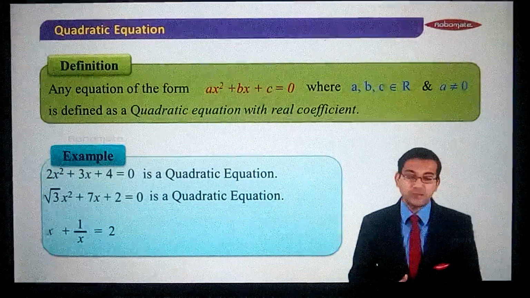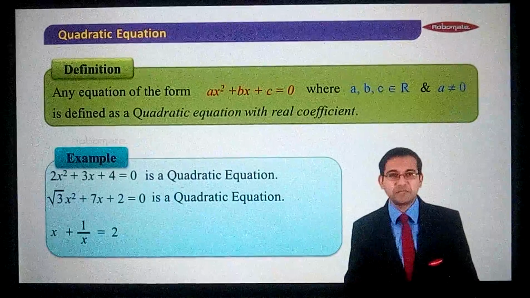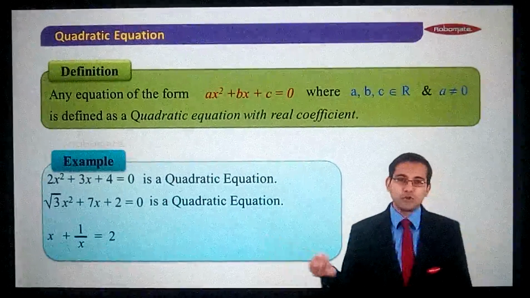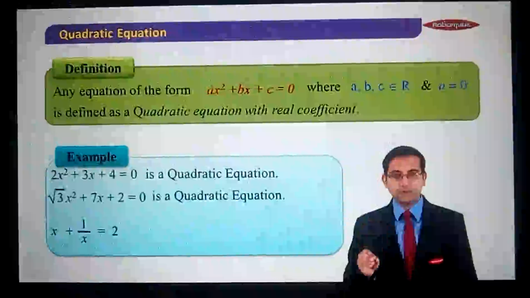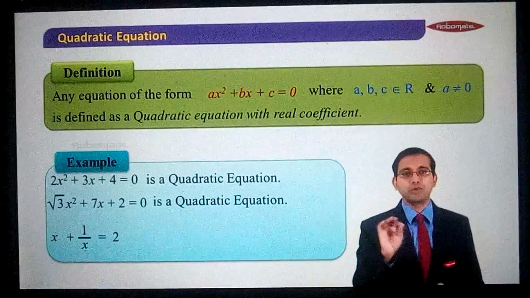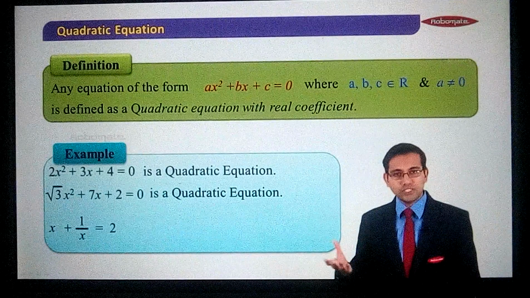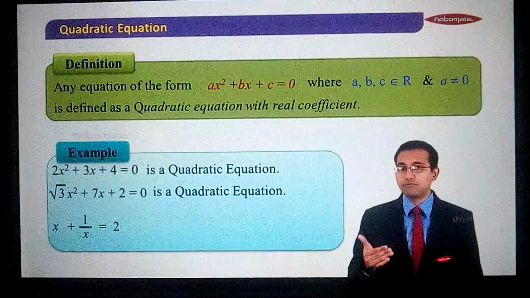x plus 1 by x equals 2. Now most of you will feel that it's a quadratic equation because when you multiply throughout by x, it turns out to be a quadratic equation. But please remember that whenever you see a problem, it should be the original problem on which you apply the definition. So here, if you see the power of x, do you remember another way of looking at that note which we gave in our definition?